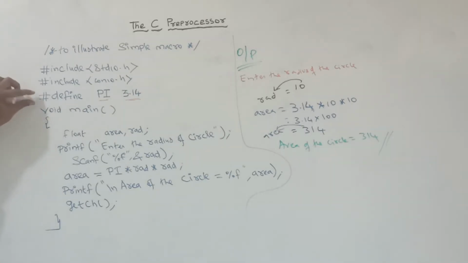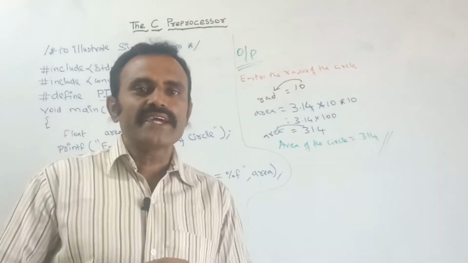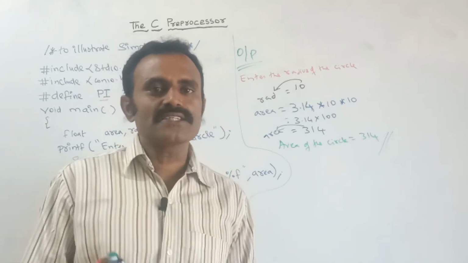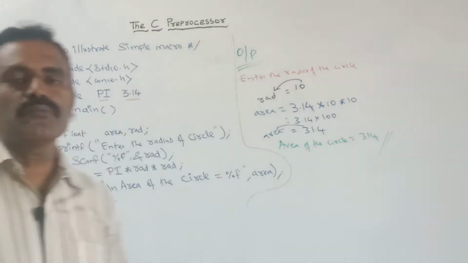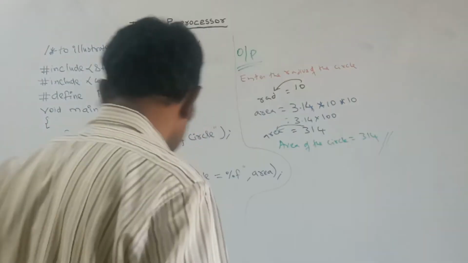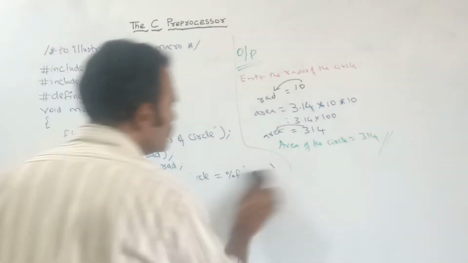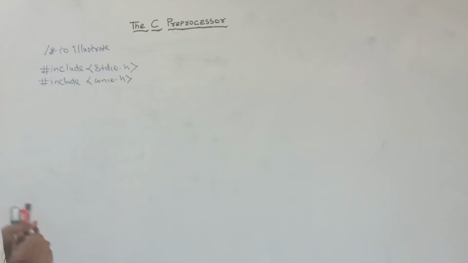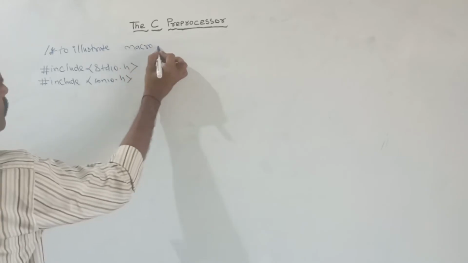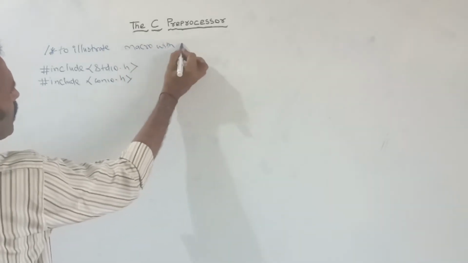See here in the macro definition, if you are defining the macro template and you are assuming some values, we can access it globally anywhere in our program. We can access that directive anywhere in our program because this one is global. Next, let us see about the macro with the argument. Now we are going to see this program, which is used to illustrate macro with argument.